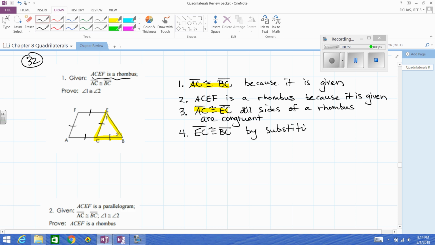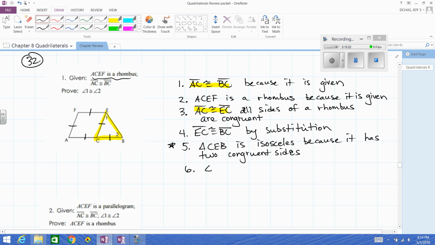And now triangle CEB. This is kind of an extra step. You might not need it. You probably could have jumped right to what I'm going to say next. 6, angle 1 is congruent to angle 2 by base angles theorem. That is, base angles of an isosceles triangle are congruent. So you probably could have skipped 5, but I'll just put it in there.